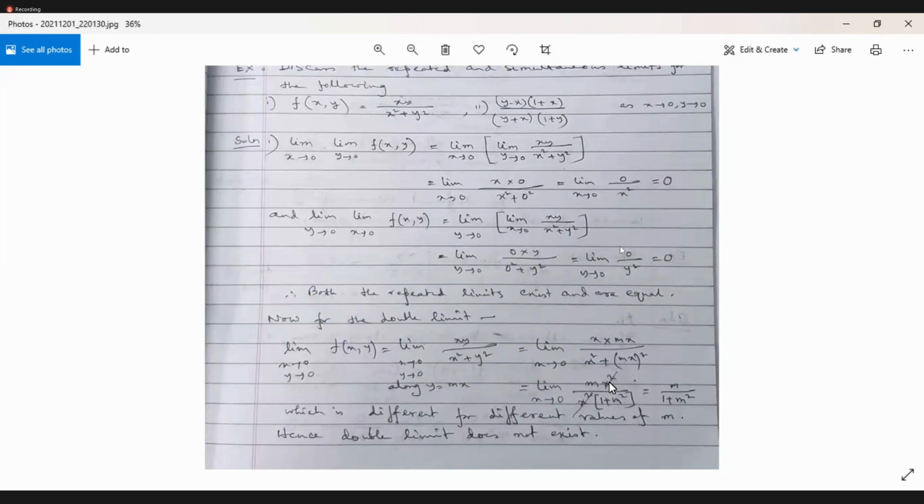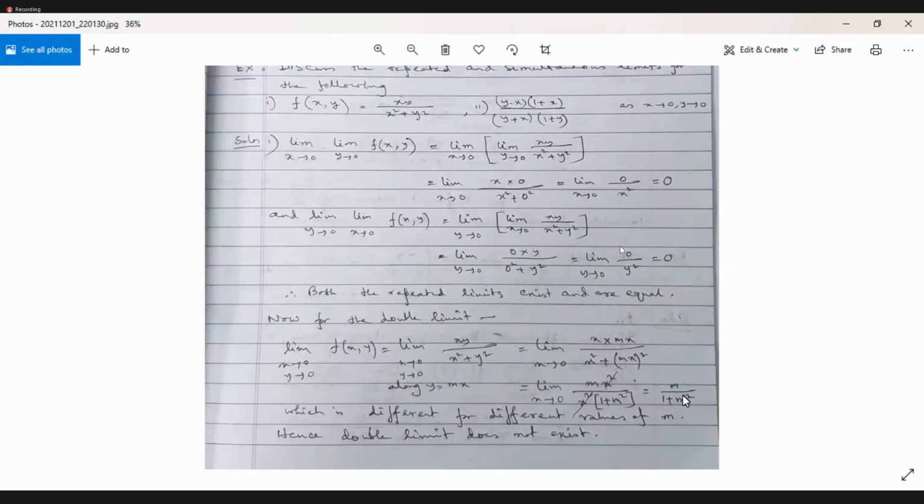So if you choose the line as y equal to x, then it will be 1 divided by 1 plus 1, that is half. If you choose the line as y equal to minus x, the value of m is minus 1, so it is minus 1 by 2. So if you choose the line as y equal to x, the result is half. If you choose the line as y equal to minus x, the result is minus half.